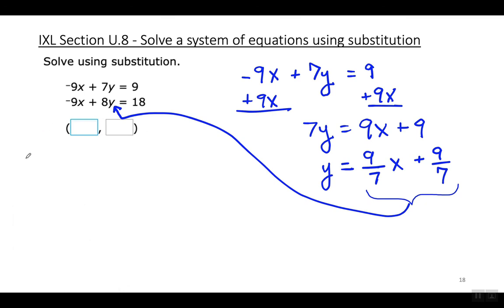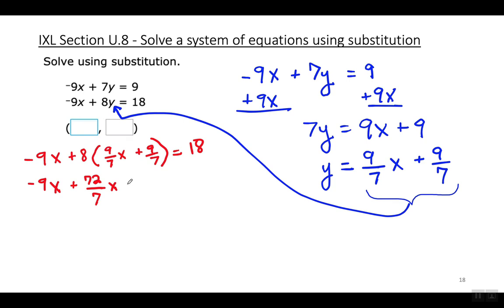And I'm going to have negative 9x plus 8 parentheses 9 over 7x plus 9 over 7 equals 18. So when I do the distributive property, I'm going to have negative 9x plus 72 over 7x plus 72 over 7 equals 18.